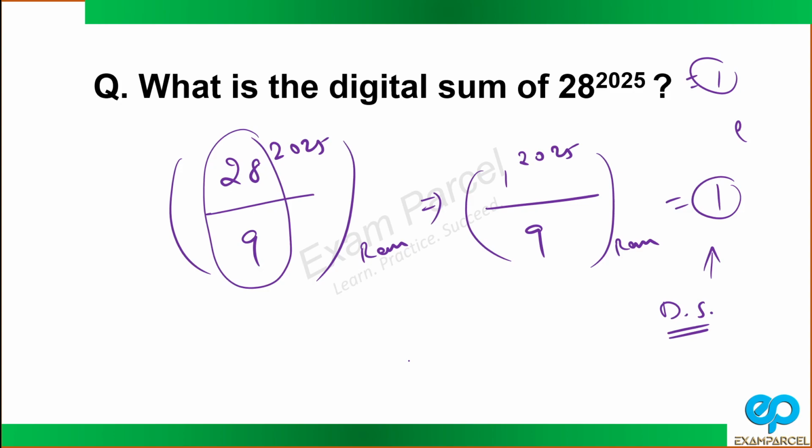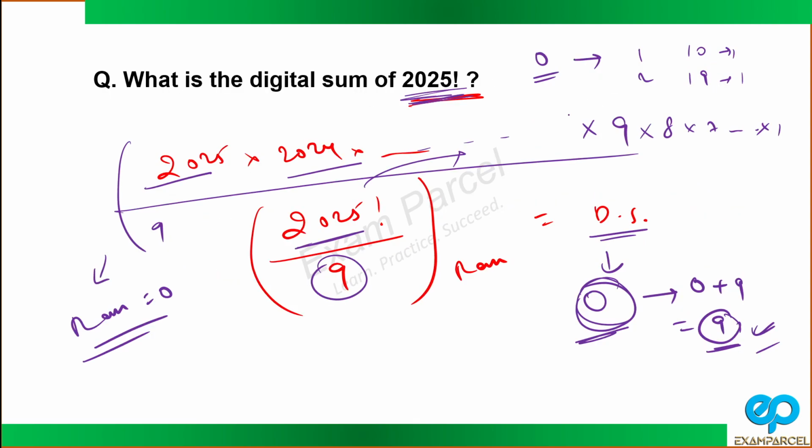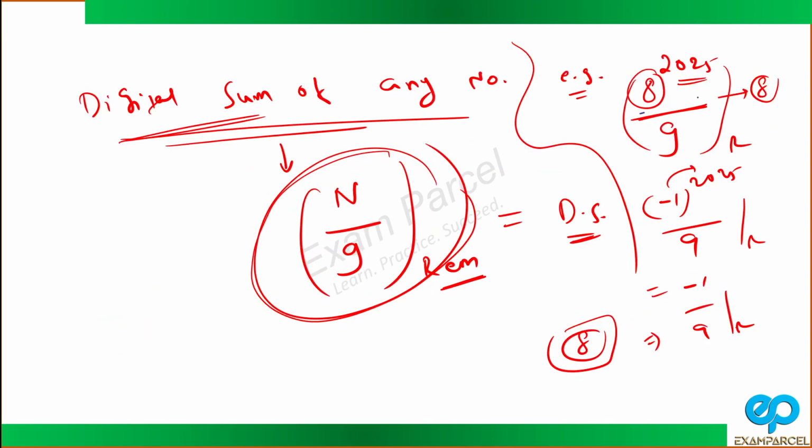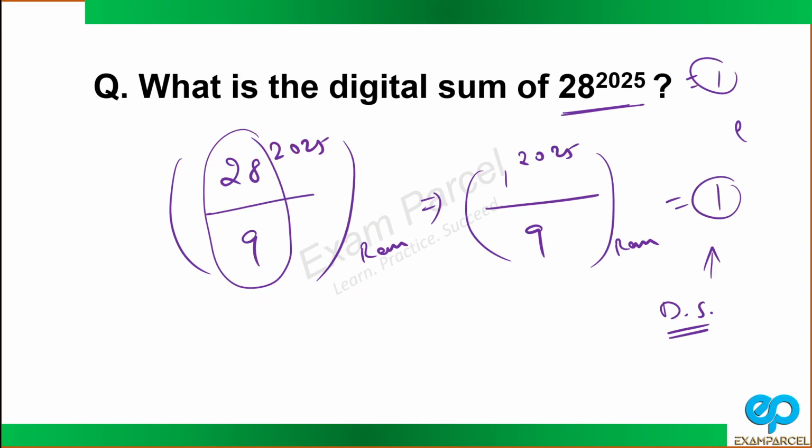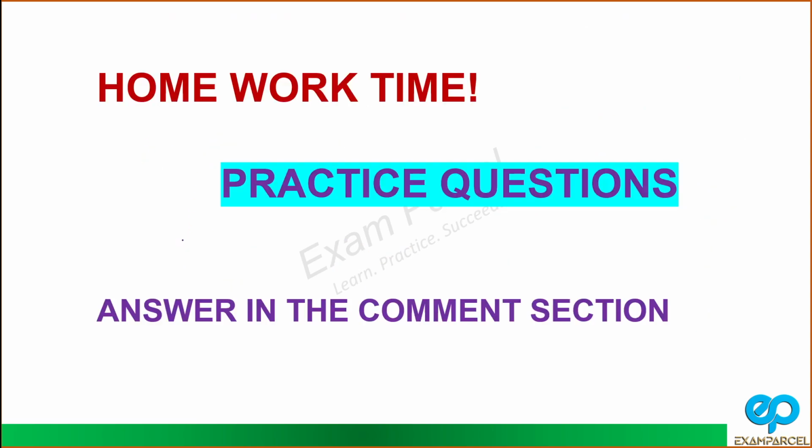So you can appreciate now how important this property is, right? Otherwise, how will you find the digital sum of such a big number? It will be very difficult to find the digital sum of these large numbers, for example 8 raised to the power 2025, 2025 factorial, 28 raised to the power 2025. All such numbers are very huge, and in order to find the digital sum, you have to know a very important property, and this property helps you in that. I hope you understood all such questions and these concepts of digital sum.